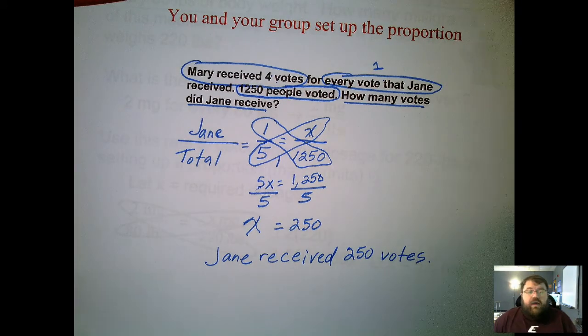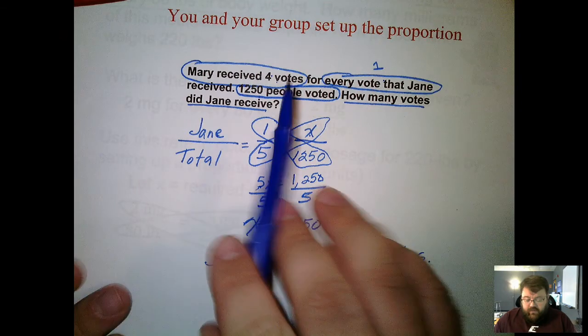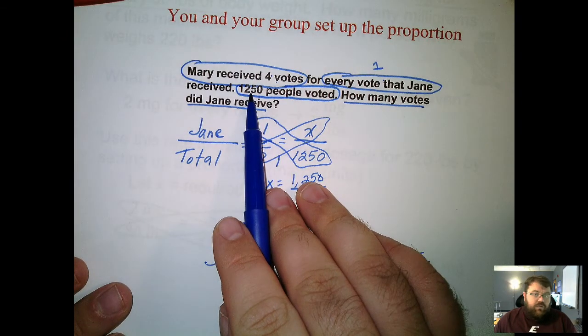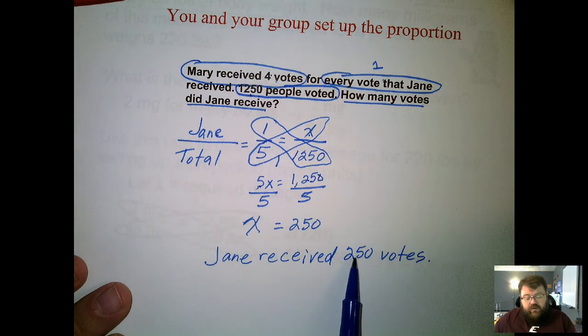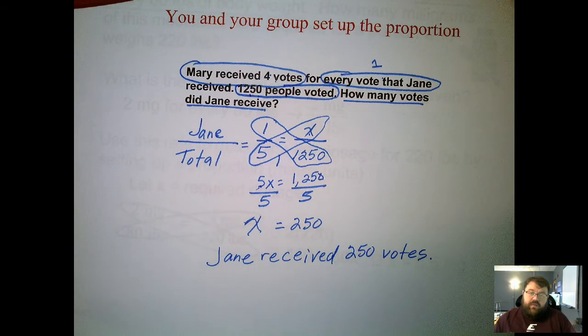Another great question would be, how many did Mary receive? To calculate Mary's, you would simply take the total, subtract what Jane got, and hopefully you're able to tell me that Mary received 1,000 votes.